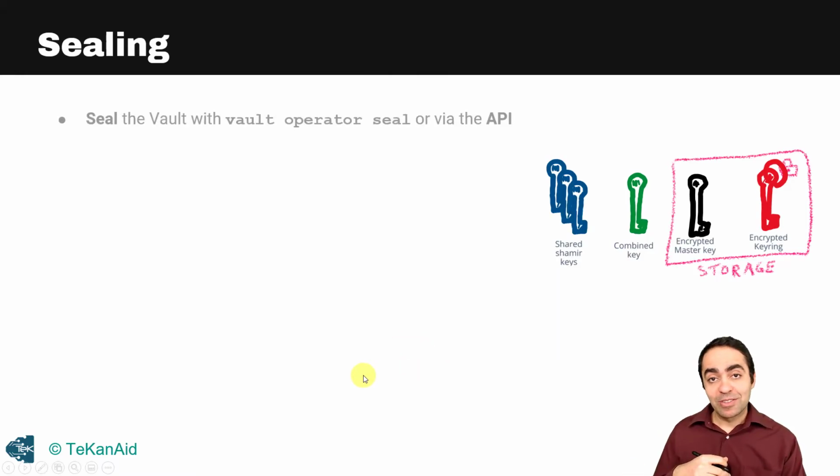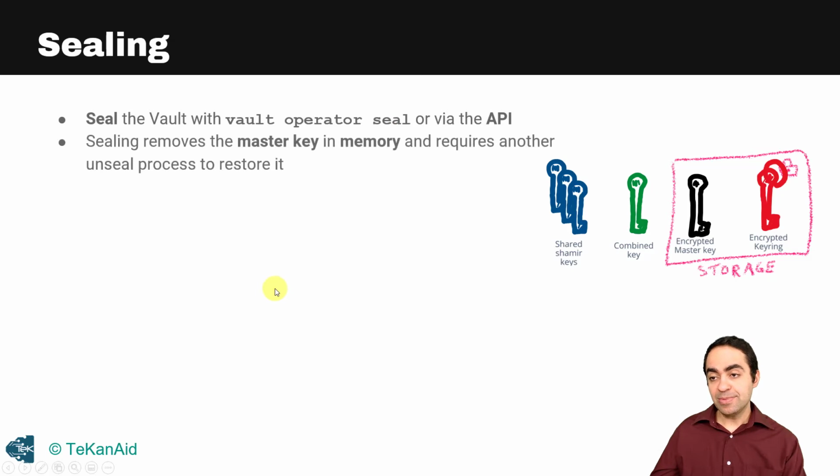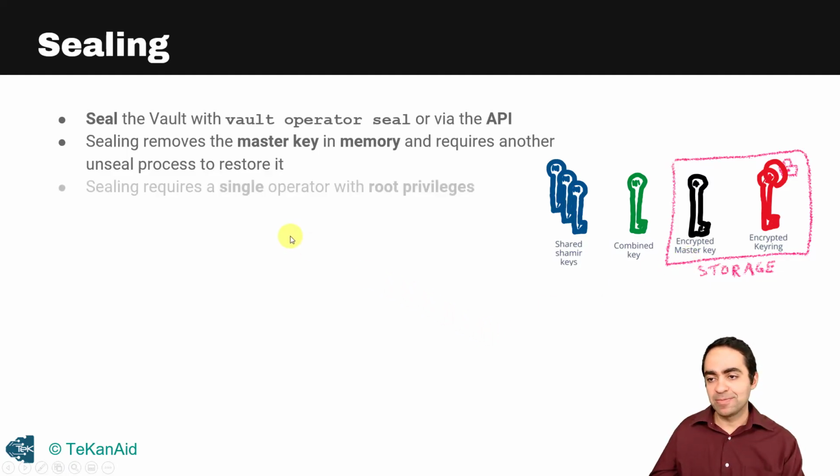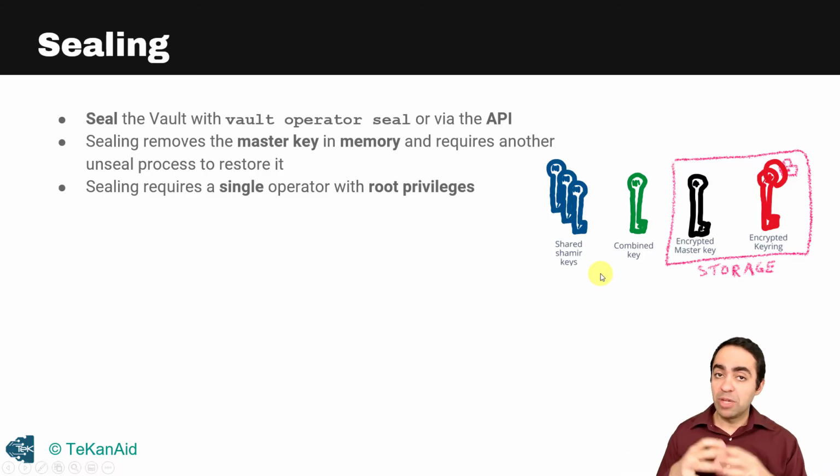Let's talk a little bit about the process of sealing, and that is done using the command vault operator seal. And sealing removes the master key from memory, and it requires another unseal process to restore it. All right, so once we seal it, that's it. The master key is removed from memory, Vault is locked down. It's, of course, stored encrypted in storage again. And if you need to unseal, you'll need to go through the whole unseal process once again. Sealing requires a single operator with root privileges. So unlike unsealing, where you needed the unseal key or the shared keys to come together, to seal Vault, you just need one person with root privileges.